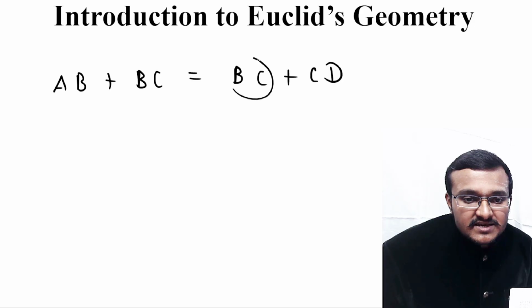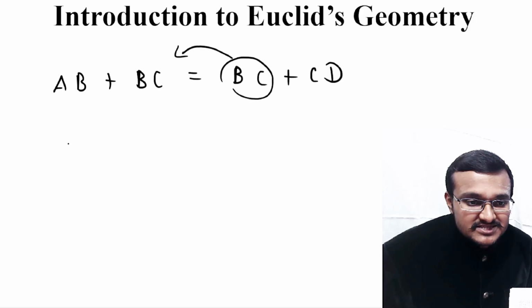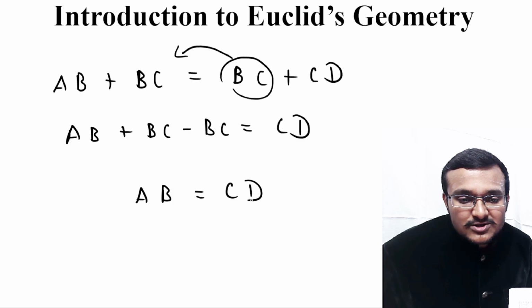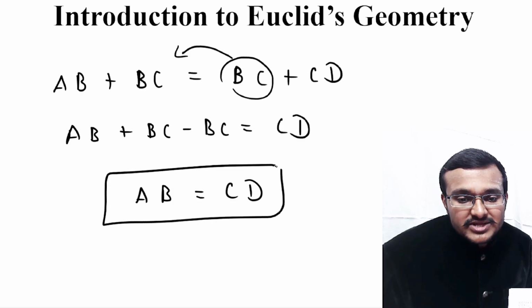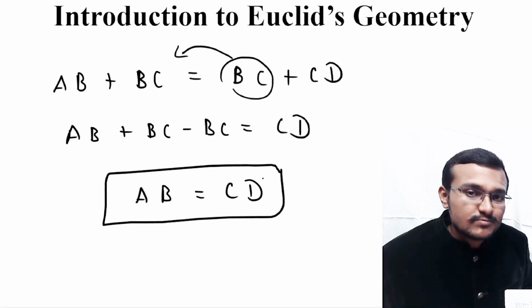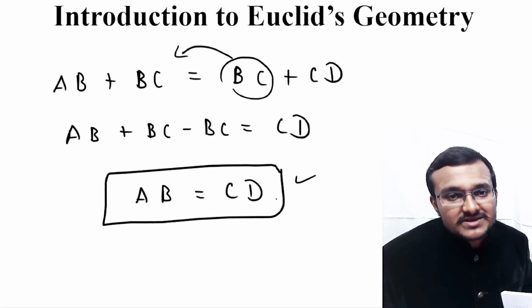Here BC you can bring to LHS. When you bring plus BC to LHS, it becomes minus BC. So what is remaining is AB is equal to CD. So whatever they are asking us to prove, we have proved that, that is AB is equal to CD.